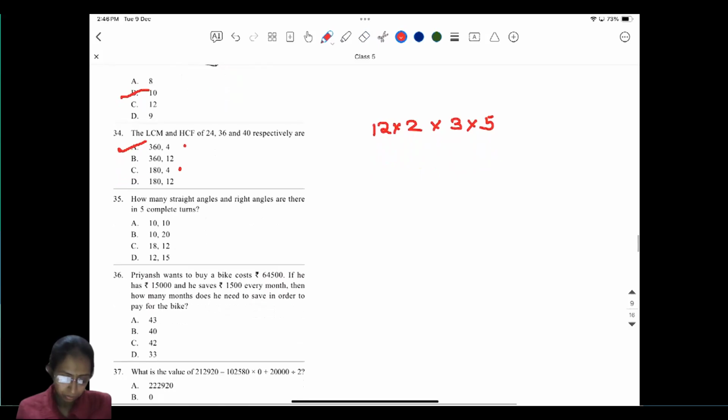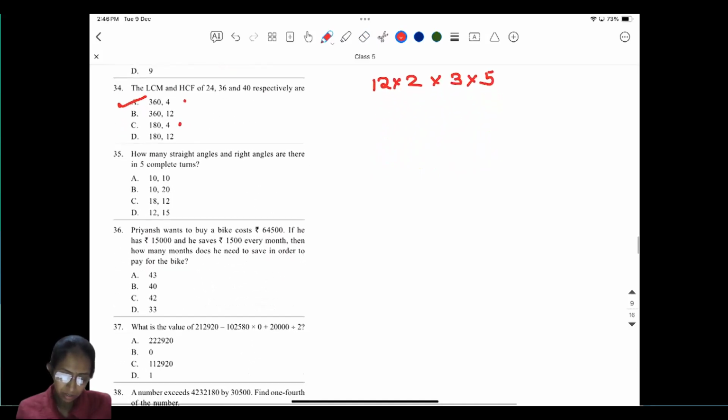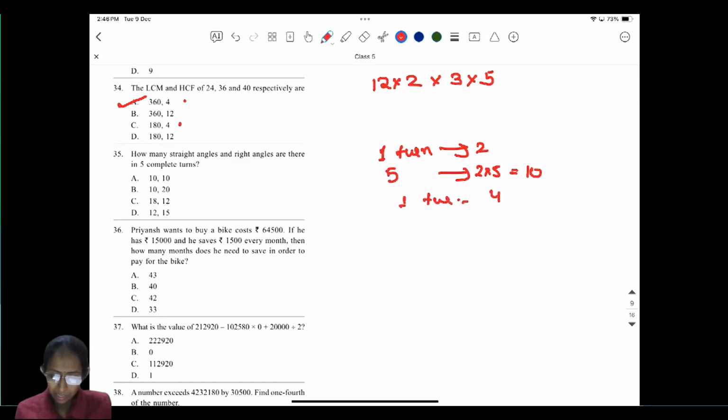Okay. Now, how many straight angles and right angles are there in 5 complete turns? If I take the straight angle, in one turn there are 2 straight angles. So in 5 turns, the straight angles will be 2 into 5, that is 10. Now in one complete turn, there are 4 right angles. So in 5 turns, there are 4 into 5, that is 20 right angles. So 10 and 20, B will be the answer.